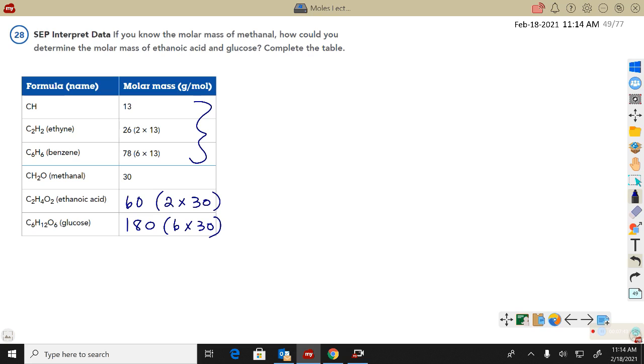Okay, so in order to go from an empirical formula to a molecular formula, we're going to be concerned with the ratio in the empirical formula and how that compares to the ratio in the molecular formula.